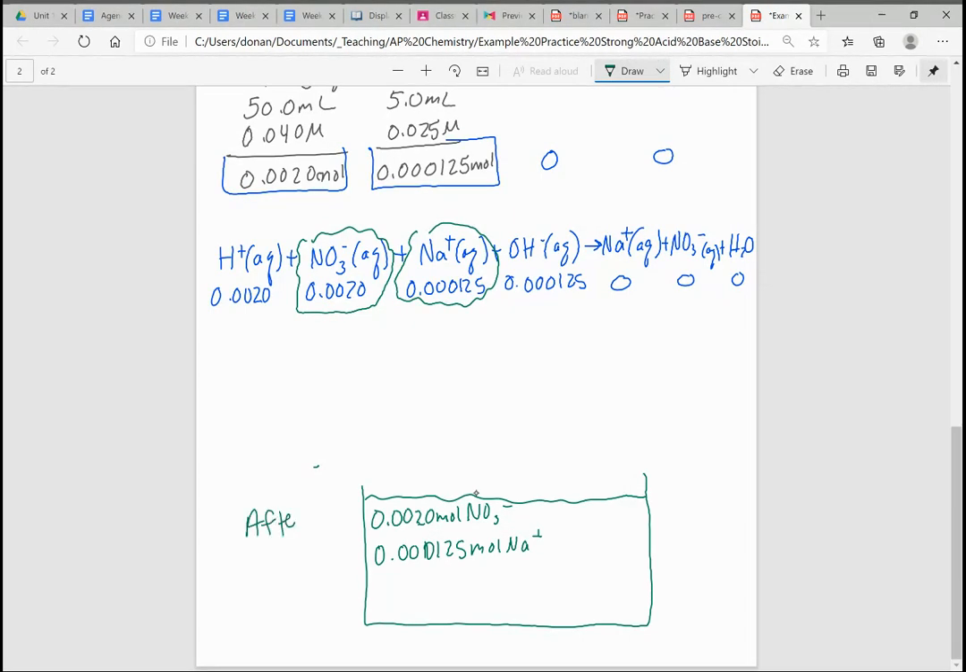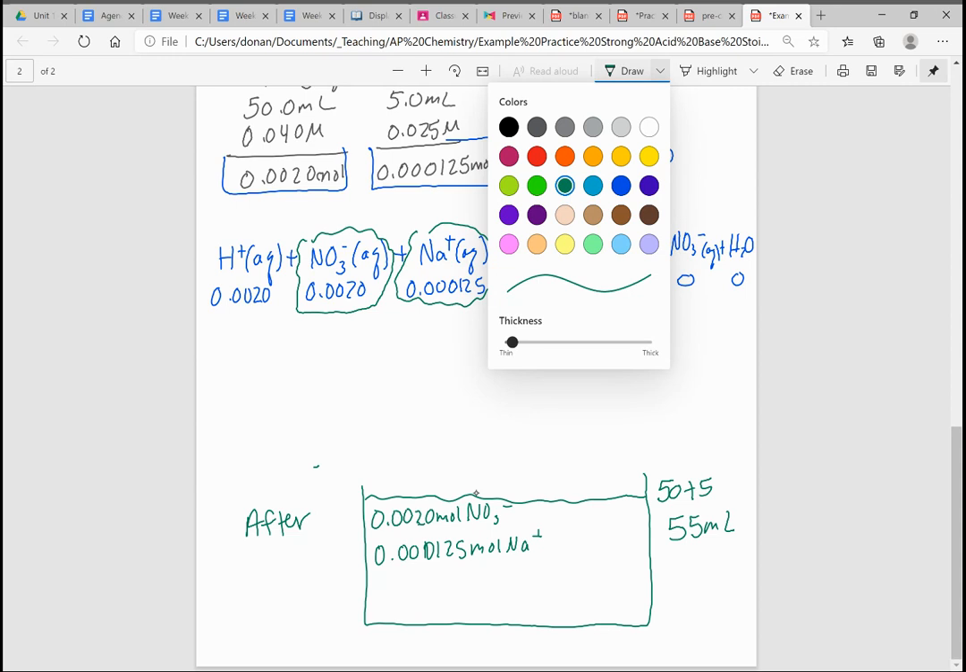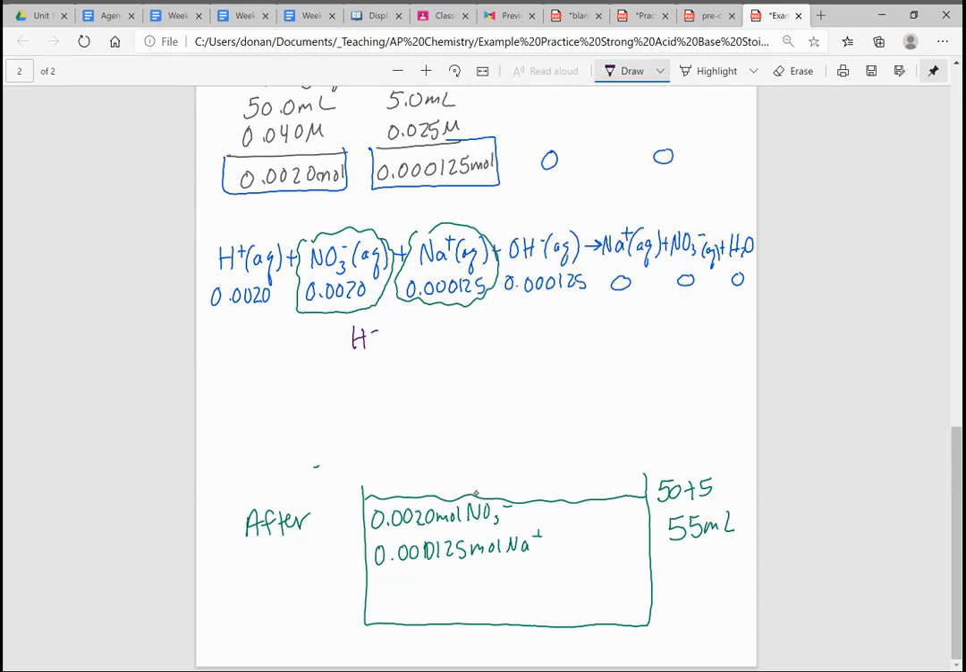So here's our after. Now, after our reaction, we have 50 milliliters plus 5 milliliters. So we have a total of 55 milliliters here. So what's going to be remaining? Let's look at our net ionic equation. So if we take our net ionic equation, we say H plus OH minus is going to make H2O. And we're starting with 0.002 moles of the H plus and 0.000125 moles of the hydroxide. And because the hydroxide, it's a 1-to-1, and that's less, we're going to use all of the hydroxide.